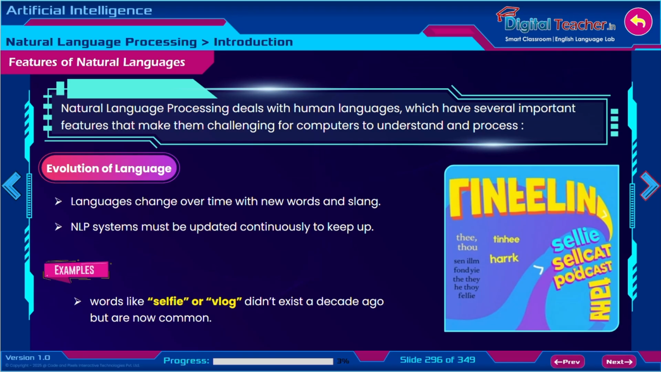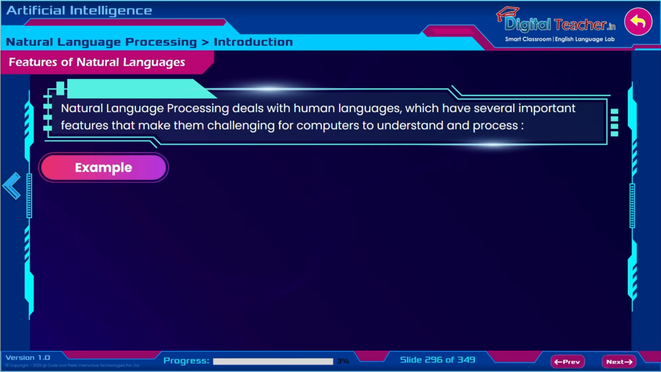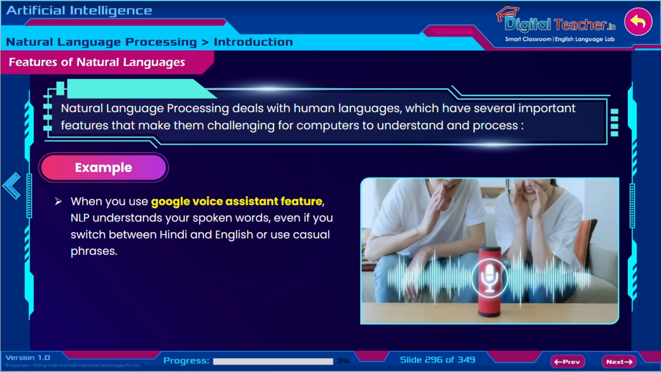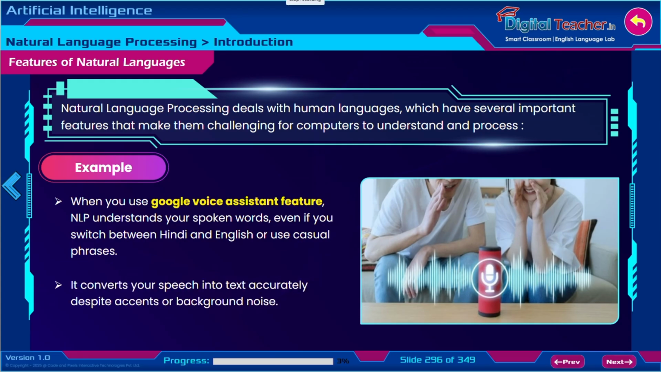Example. When you use Google Voice Assistant feature, NLP understands your spoken words, even if you switch between Hindi and English or use casual phrases. It converts your speech into text accurately despite accents or background noise.